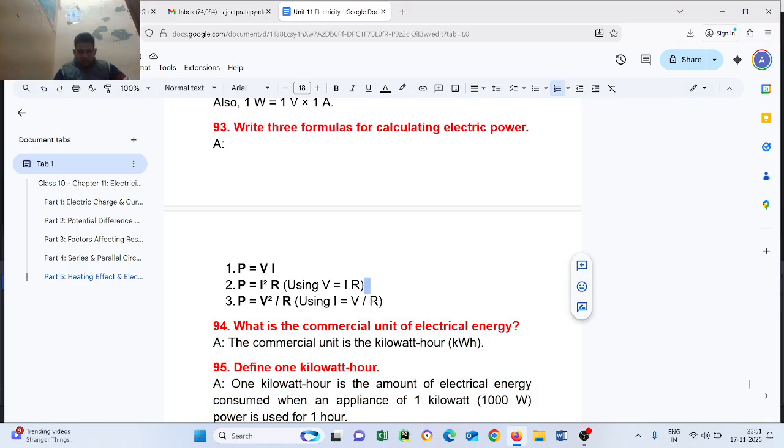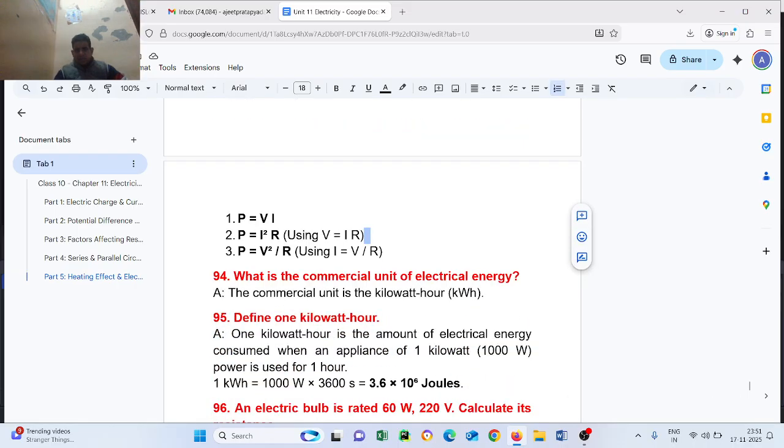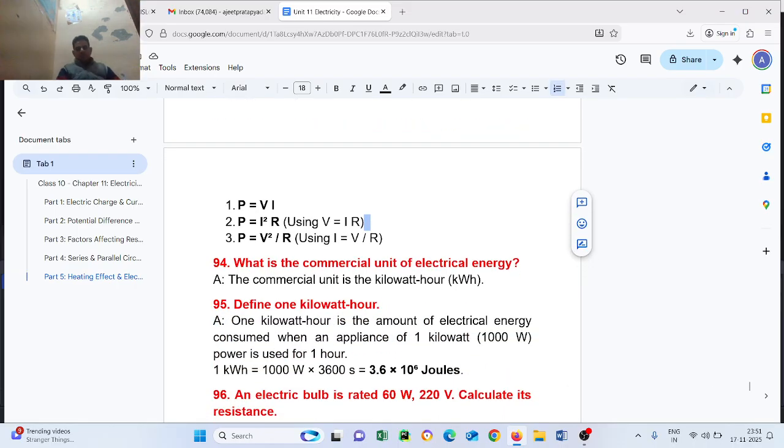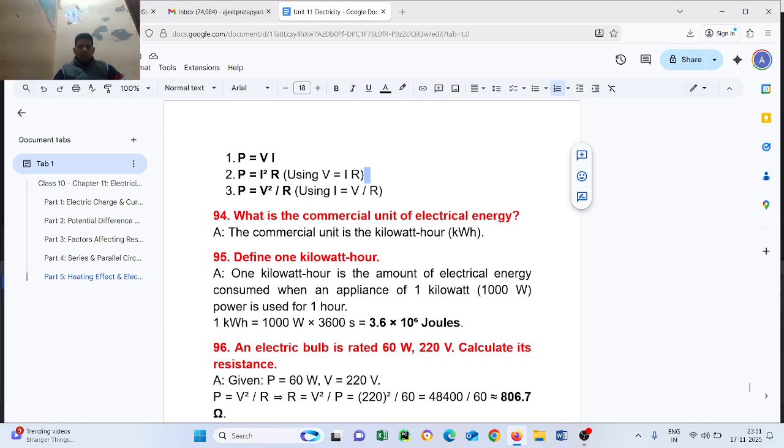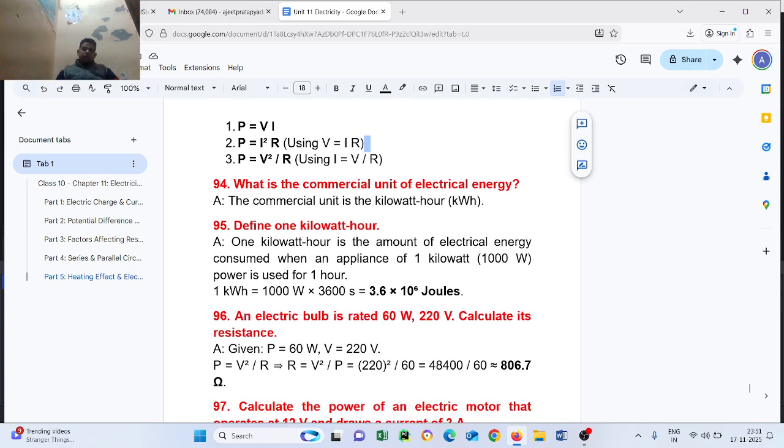Question number 94. What is the commercial unit of electrical energy? The commercial unit is the kilowatt hour, kWh. Question number 95. Define 1 kilowatt hour. 1 kilowatt hour is the amount of electrical energy consumed when an appliance of 1 kilowatt, 1000 watt power, is used for 1 hour.